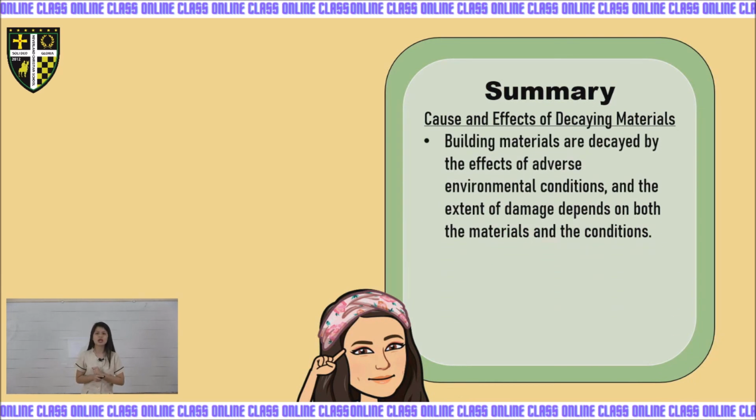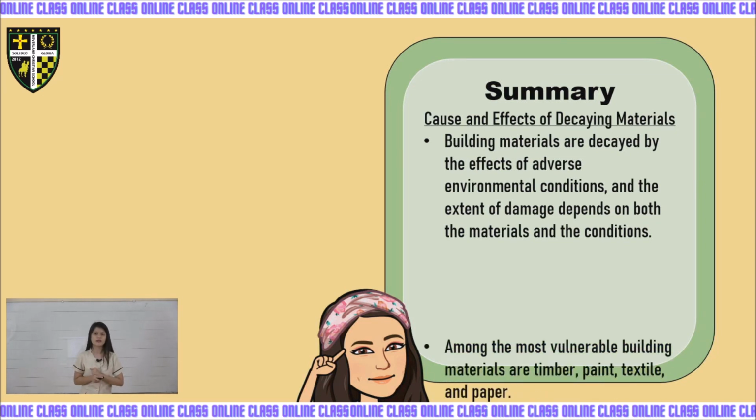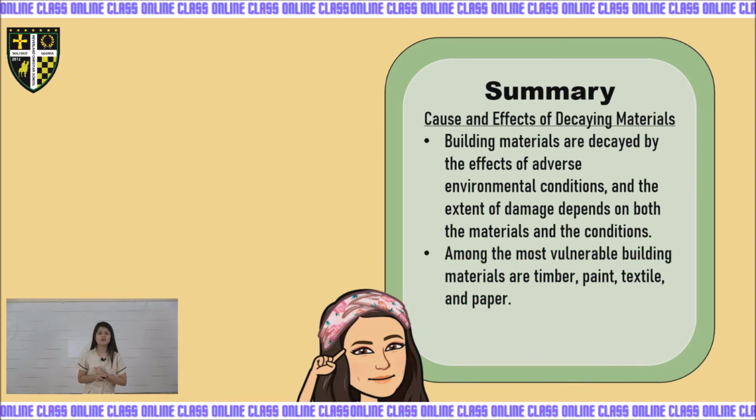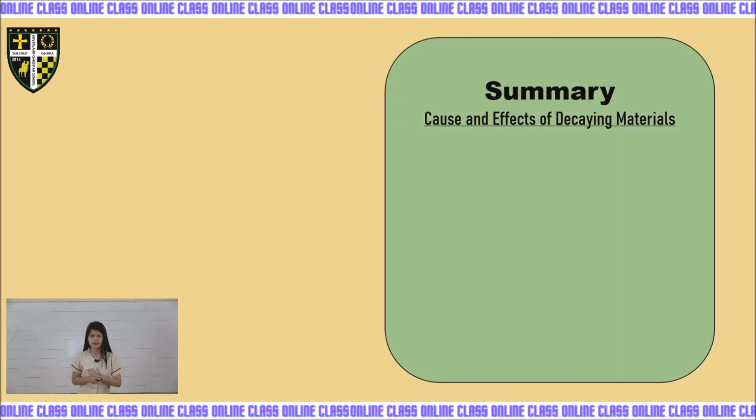Next, cause and effects. Building materials are decayed by the effects of adverse environmental conditions, and the extent of damage depends on both the materials and the conditions. Next, among the most vulnerable building materials are timber, paint, textile, and paper. The wood is vulnerable to decay.